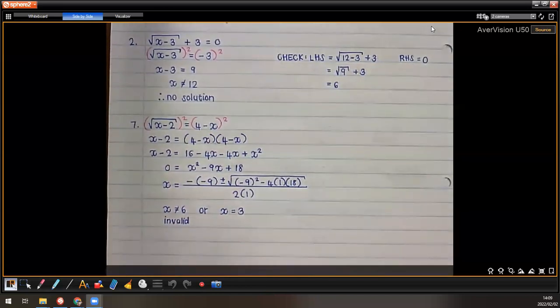Okay. Like I said yesterday, you don't have to write down the check, but you do have to do it either in your head, like I did now, or on a calculator. Or if you want to write it down, it's also fine. It will obviously just take a bit more time. Okay.